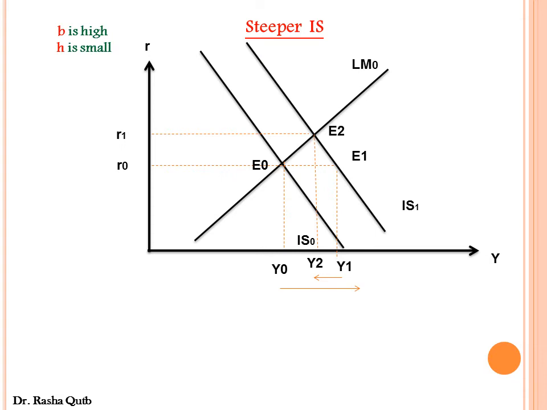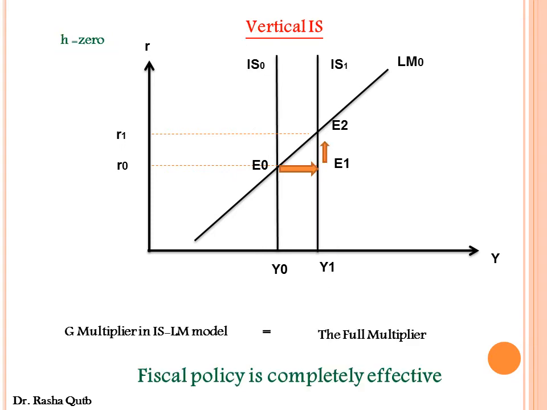In this case we have a steeper IS curve and the fiscal policy is more effective. Fiscal policy would have the most effective impact on economic activity when investment is completely insensitive to interest rate. What does it mean by insensitivity to interest rate? It means that when interest rate changes by whatever percentage, investment will not have any response.